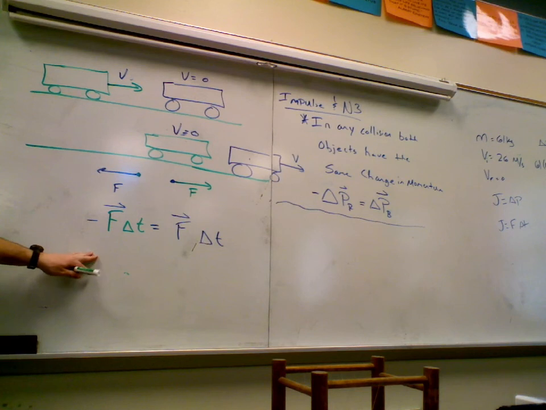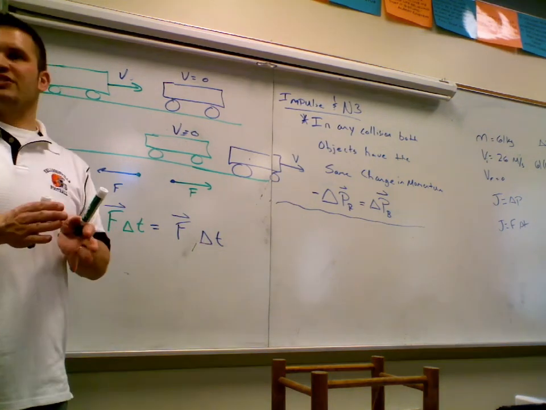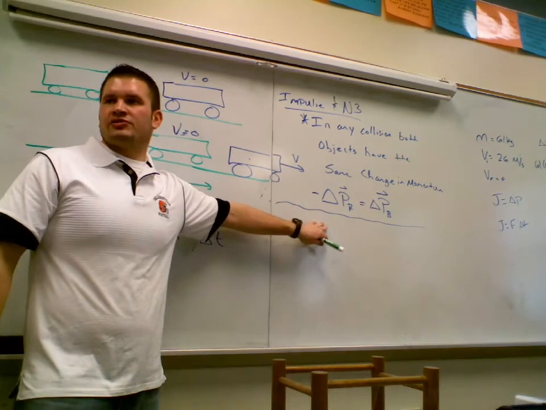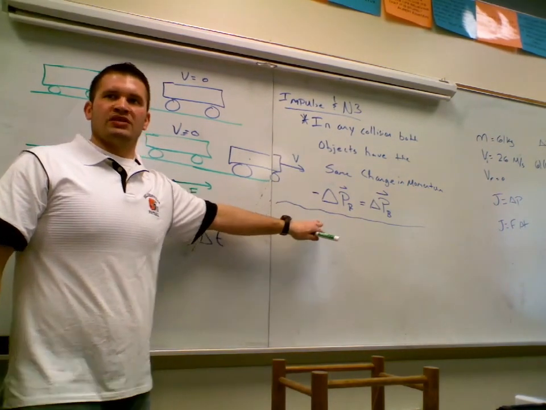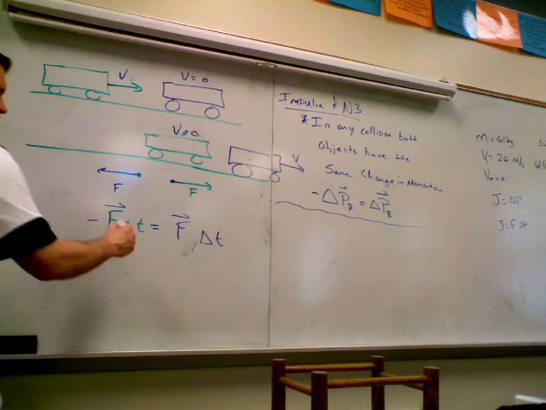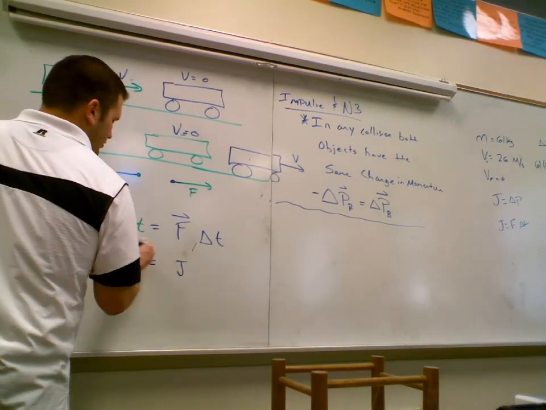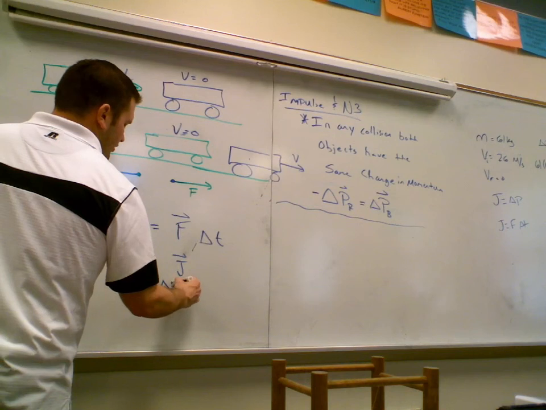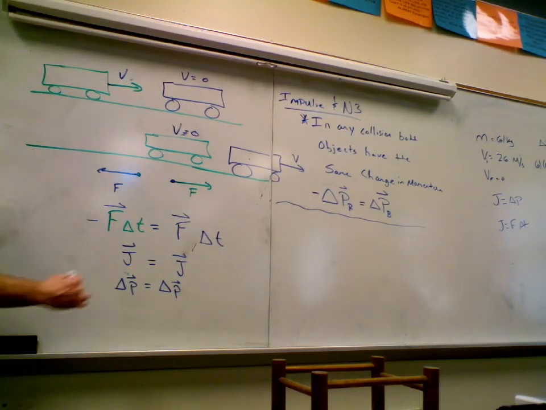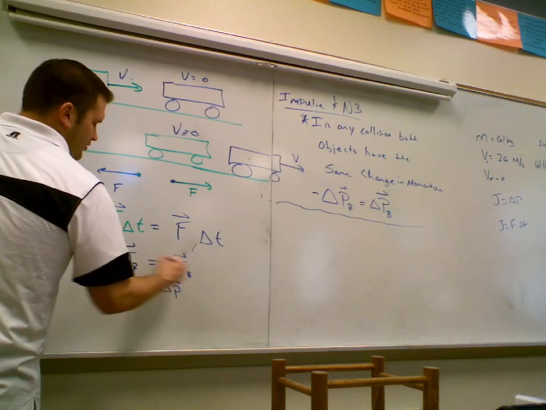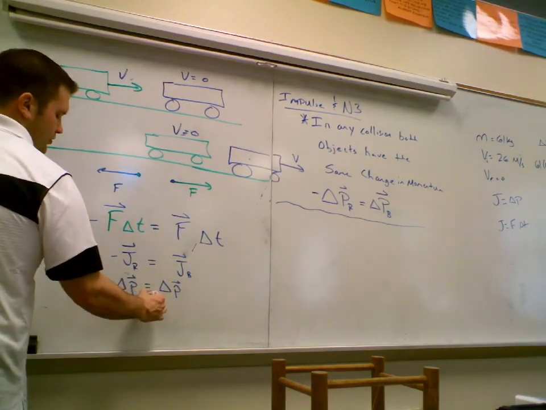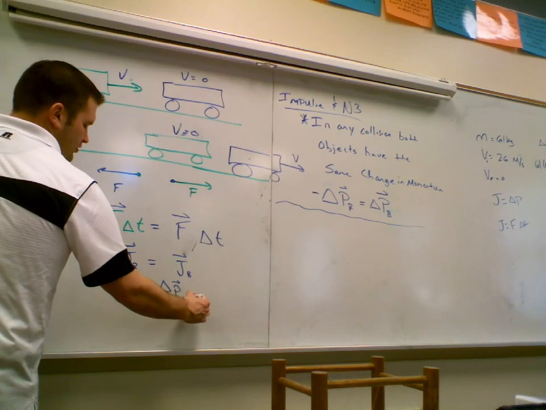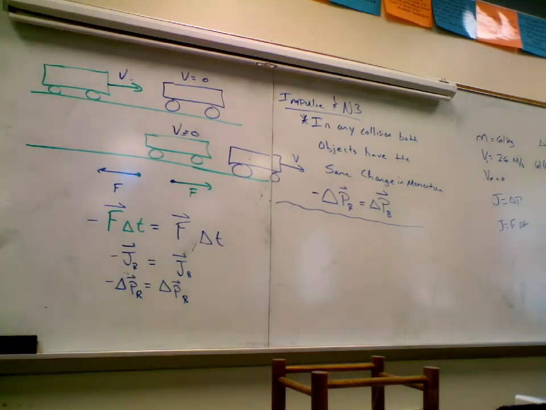Does that make sense? Because the cars push on each other with the same force for the same time interval, we know their changes in momentum are the same. Remember, this is J, impulse, and impulse is the change in momentum. So the impulse of the red car equals the impulse of the blue car. The reason one is negative is because they're going in opposite directions. Does that make sense, guys?